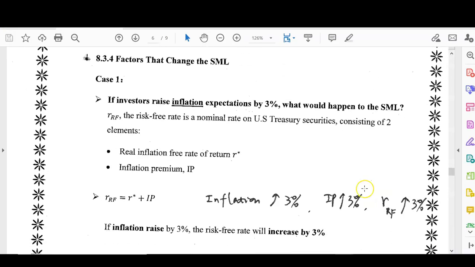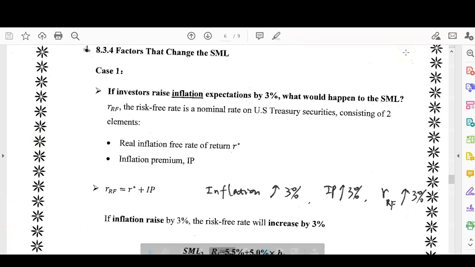Hi class, in this video, we're gonna talk about the factors that change the SML. Case 1. If investors raise inflation expectations by 3%, what would happen to the SML?